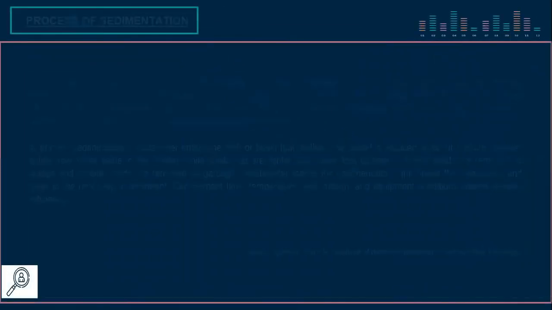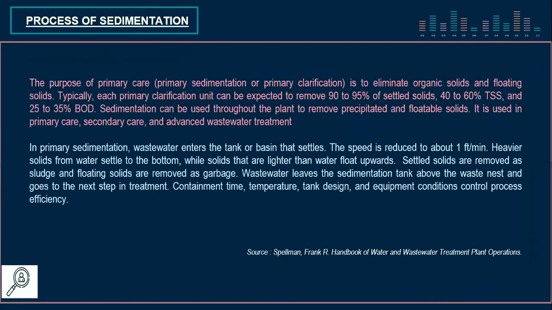Okay, next is the process of sedimentation. The purpose of primary treatment, primary sedimentation, or primary clarification is to eliminate organic solids and floating solids. Typically, a primary clarification unit can be expected to remove 90 to 95% of settled solids, 40 to 60% of TSS, and 25 to 35% of BOD.